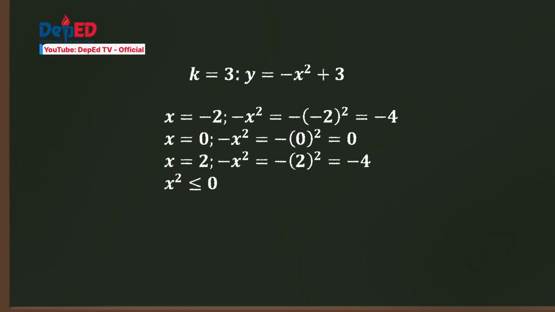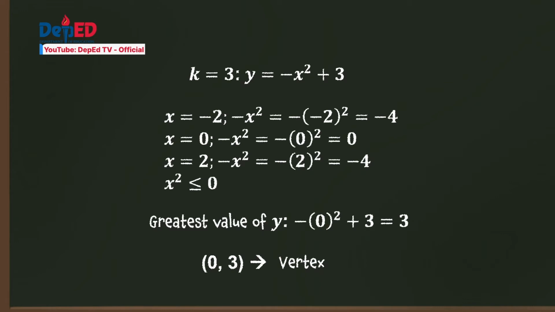Since the negative of the square of x would result in a number less than or equal to 0, we can conclude that the greatest value of y is obtained when x is 0, and it must be equal to the negative of 0 squared plus 3, or simply positive 3. This means that the highest point on the curve corresponding to the function is given by the ordered pair (0, 3). This is in fact the vertex.